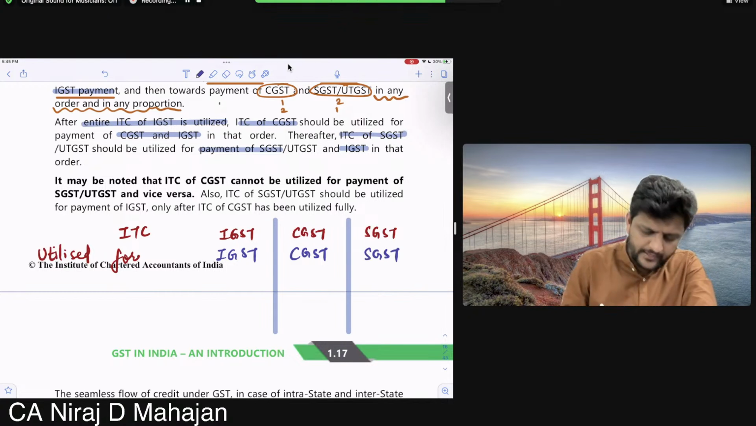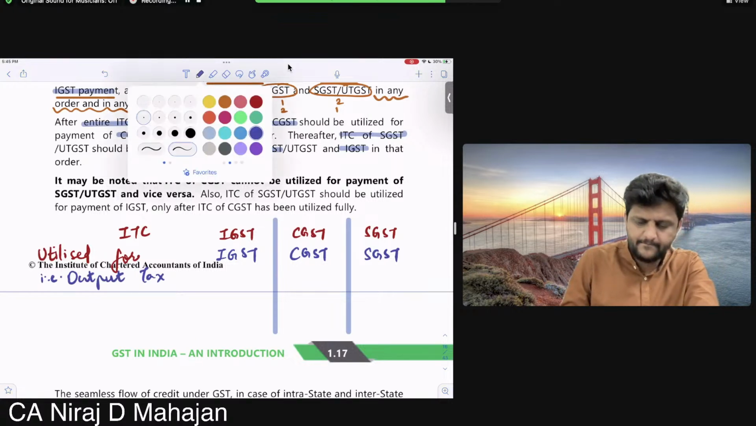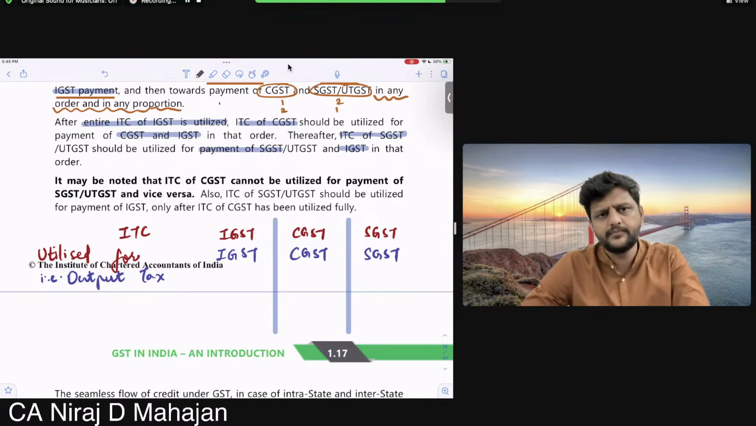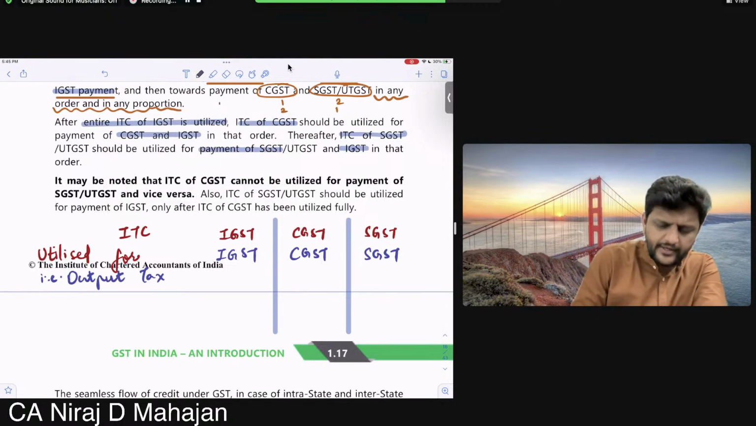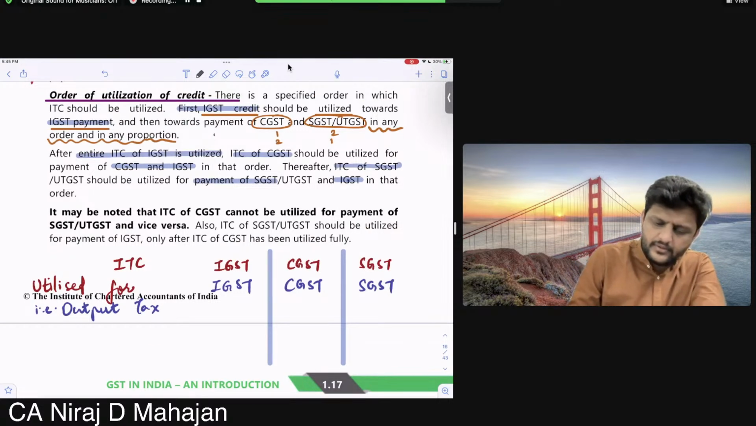Utilize for means what? That is output tax. Understood? Is it okay till here? We'll just convert. Entire ITC of IGST is utilized. No, the above paragraph. First IGST should be utilized towards only IGST payment. Is it okay or no?